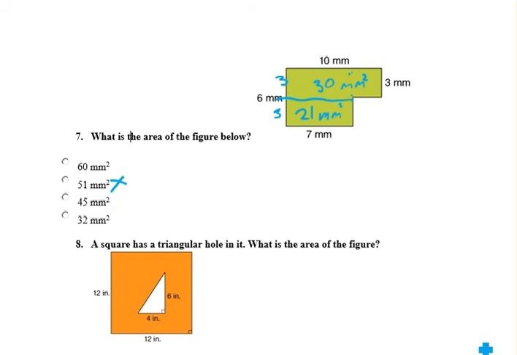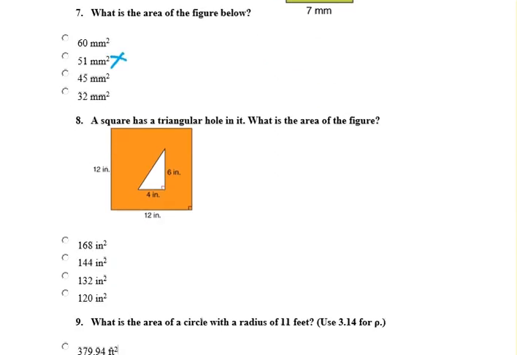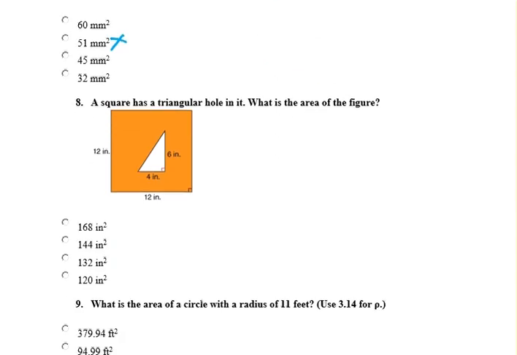The square has a triangular hole in it. What's the area? I'm talking the area of the square. So the area of the square is going to be 12 times 12. Area of a square is side times side. So 12 by 12, so it's going to be 144.